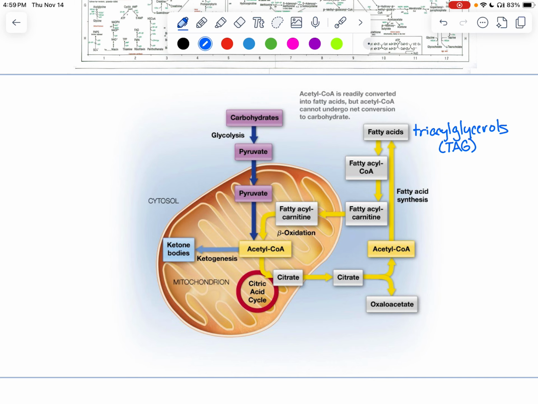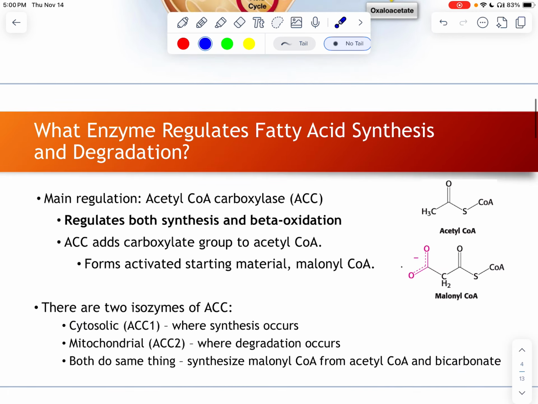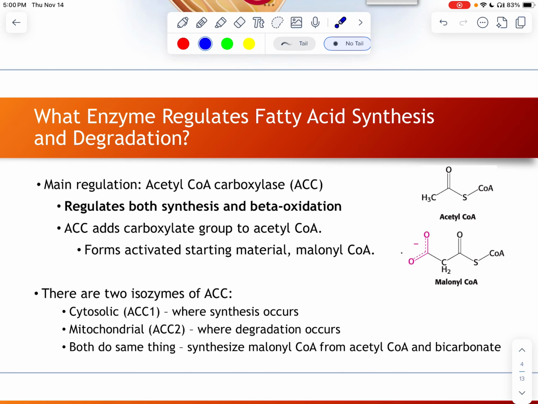So when we talk about regulation, we have two things going on, right? We have our fatty acid synthesis that occurs in the cytosol. We have our fatty acid degradation that occurs in the mitochondria. And if we've got one of those happening, we probably don't want the other one happening. That would be a wasted effort, right? So we're going to talk about what enzyme regulates fatty acid synthesis and degradation. And it's the one that I mentioned last time was important, acetyl-CoA carboxylase, ACC.